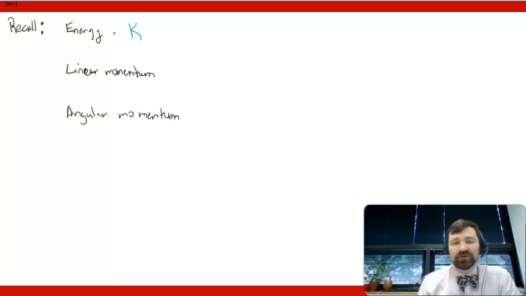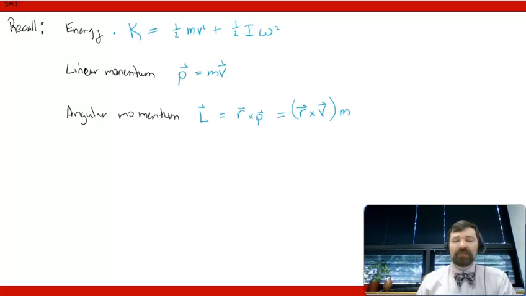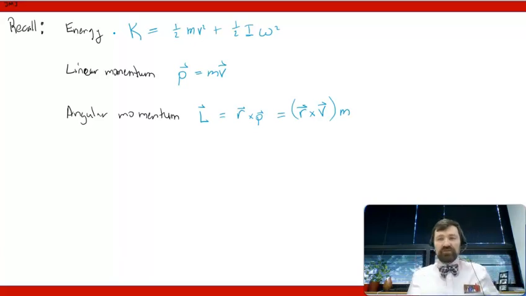The main thing for energy is that the kinetic energy is 1/2 the mass times speed squared plus 1/2 the moment of inertia times omega squared. Linear momentum is given by P equals m times v. Angular momentum is L equals R cross P, or in other words, R cross V times mass m. So these are the three things that could be conserved.